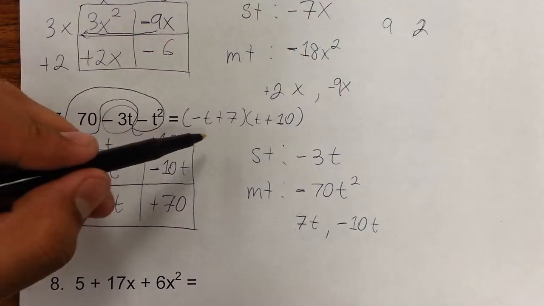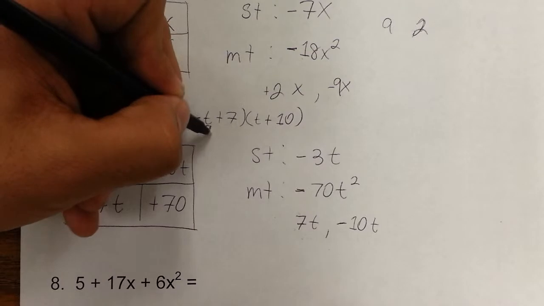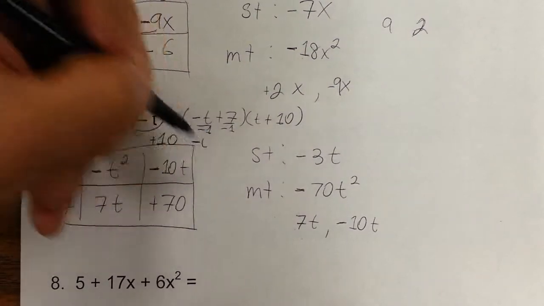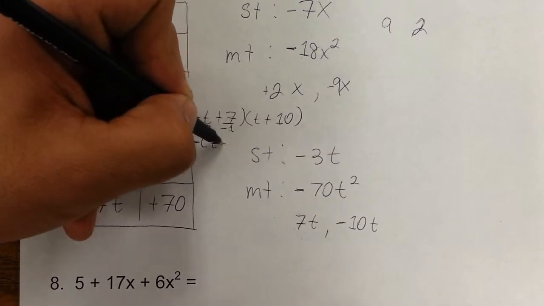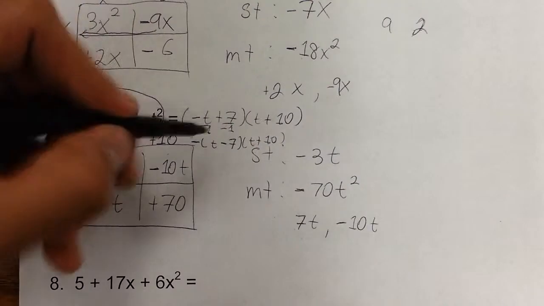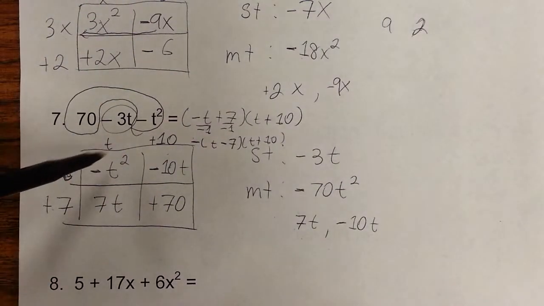Or, if you want, you can think of factoring out this negative 1. If we divide this by negative 1 and divide this by negative 1, we can factor out a negative out here, then we get t minus 7 times t plus 10. And you could have distributed that negative 1 to this. You'll see that you would get the same answer regardless.